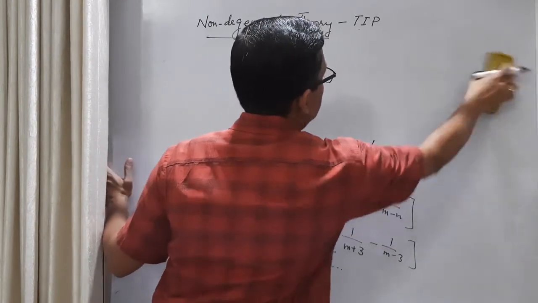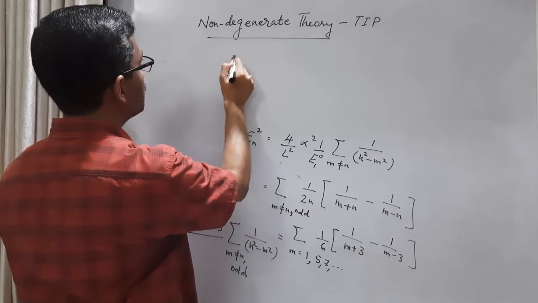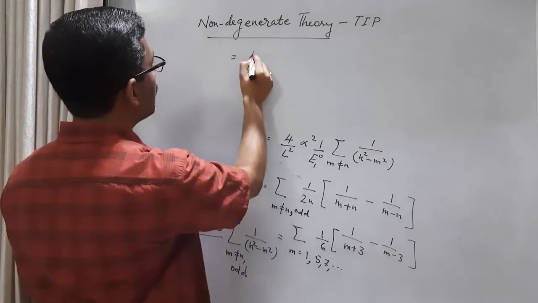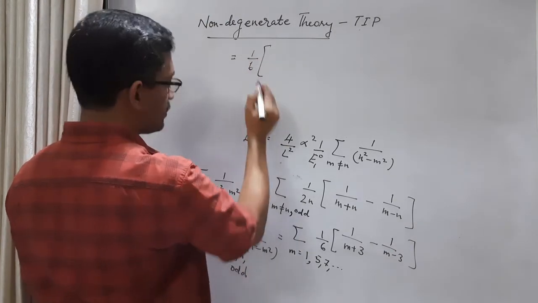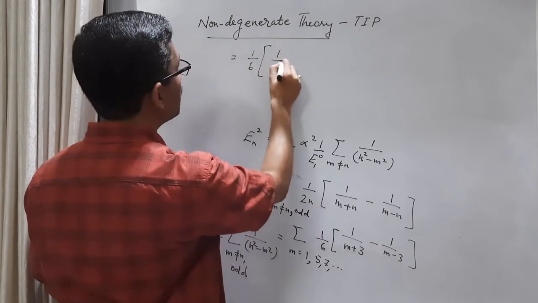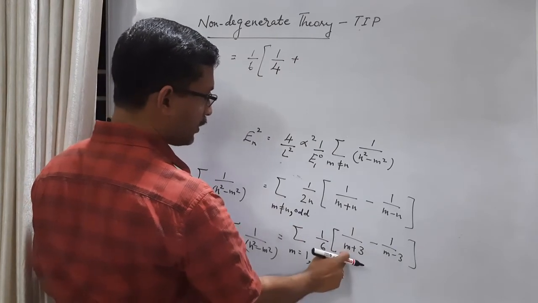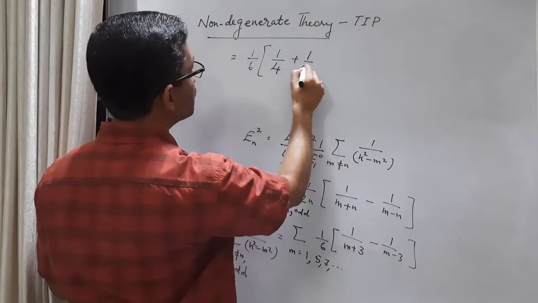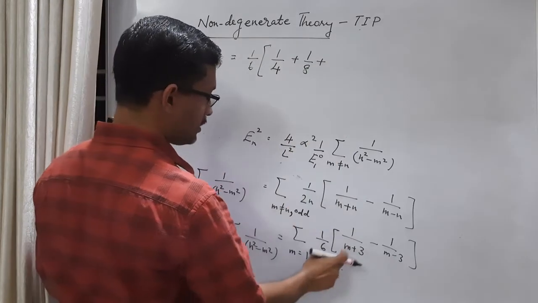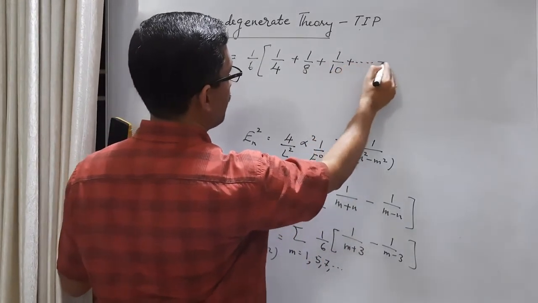So left hand side is equal to, right hand side becomes 1 by 6. What about the first series? Put m equal to 1, so 1 by 4, 1 plus 3, 4. The next is 5, so 5 plus 3 is 8. Plus next is 7, 7 plus 3 is 10. Plus etc. Minus.